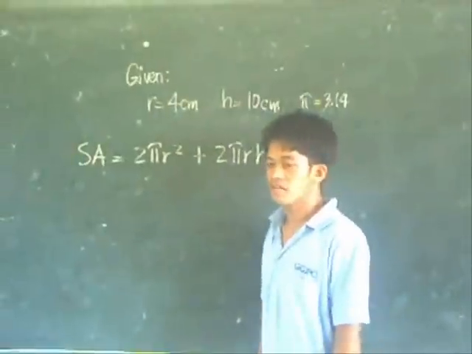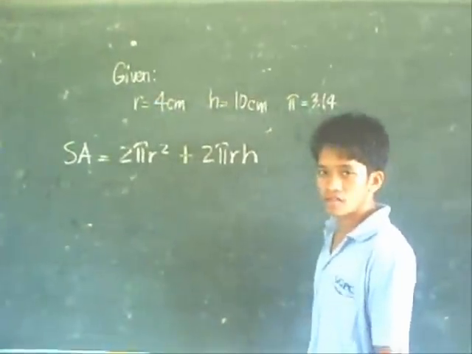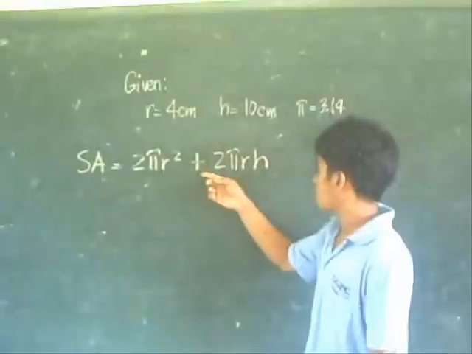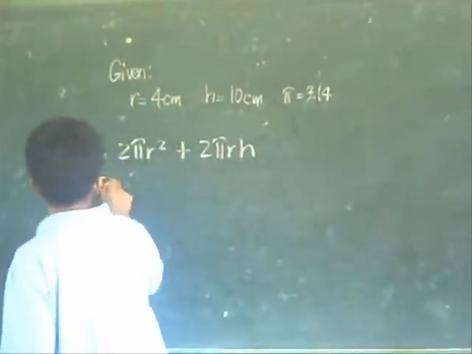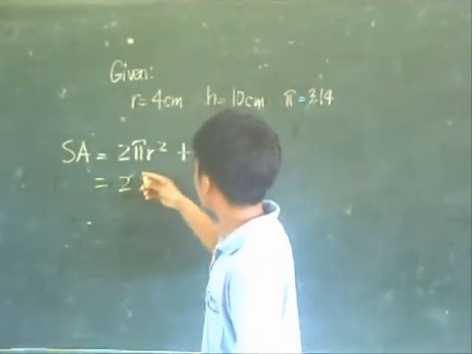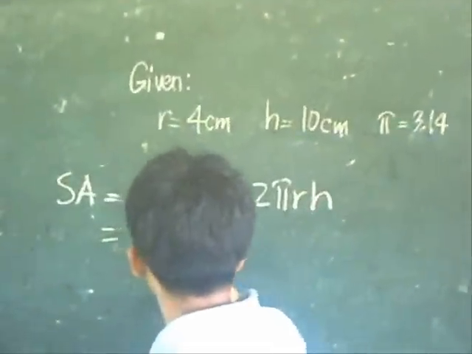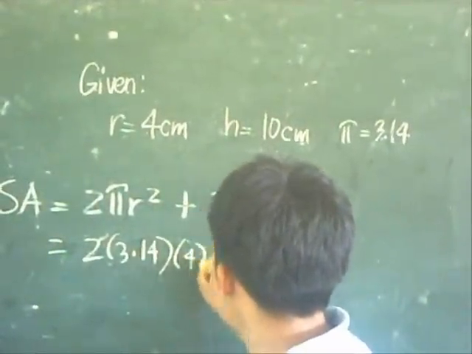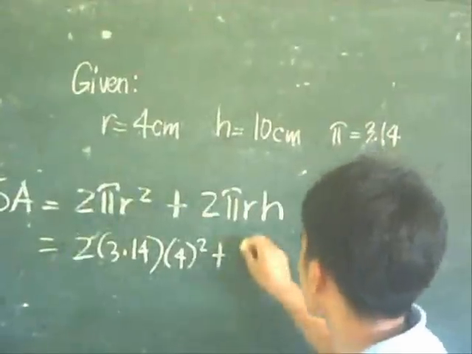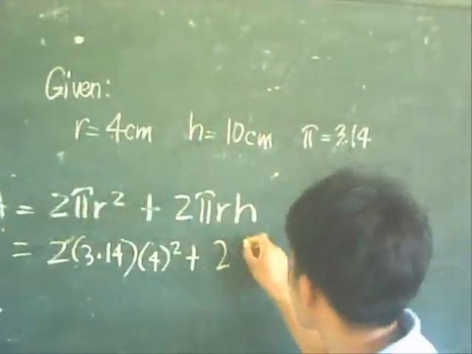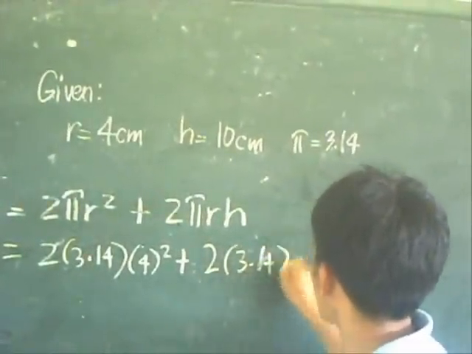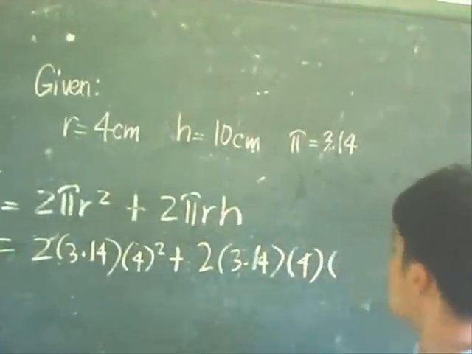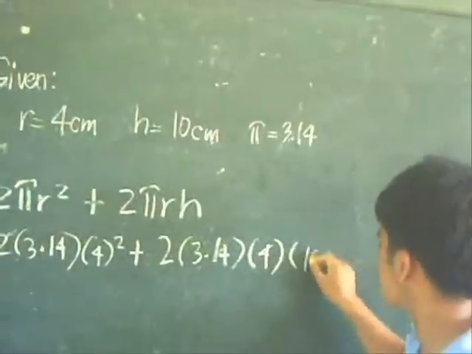This given can be illustrated in this form. Now let us substitute the givens to the formula we have in finding the surface area of a cylinder. Surface area is equal to 2 pi r squared plus 2 pi r h. 2 times the value of pi, which is 3.14, times r, which is 4 cm squared, plus 2 times the value of pi, 3.14, times the radius, which is 4 cm, and the height, which is 10 cm.